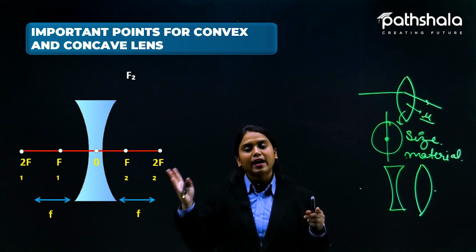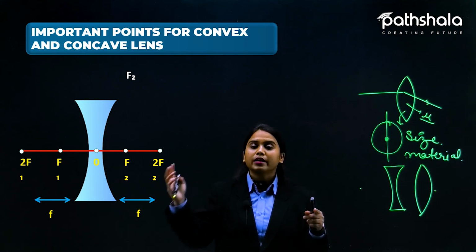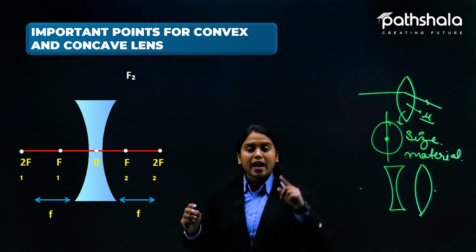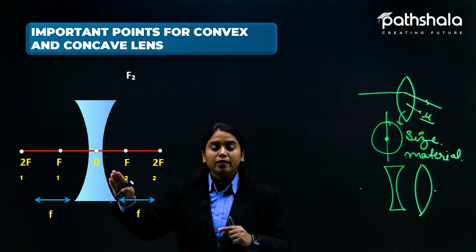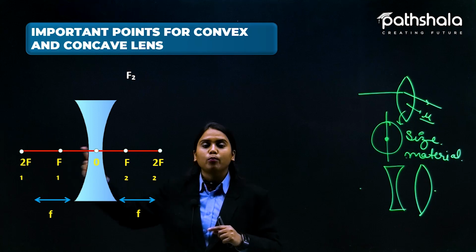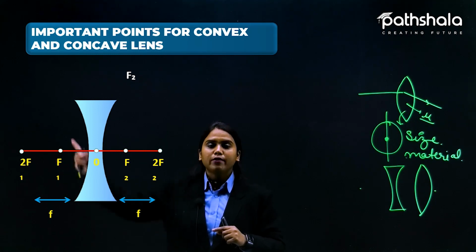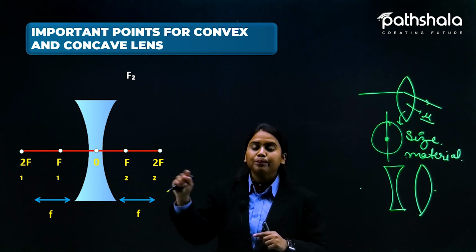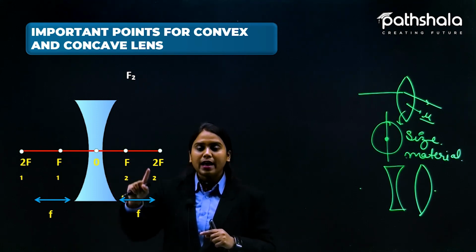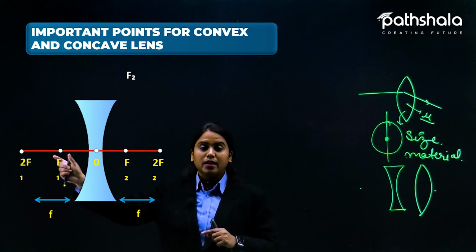Same rule like we have seen in case of mirror here also follows. Okay, and we are going to discuss that also, don't worry. Here we are having focus points for both of the surfaces: F1 for this surface and F2 for this surface. Now, F1 and F2 are the focuses.